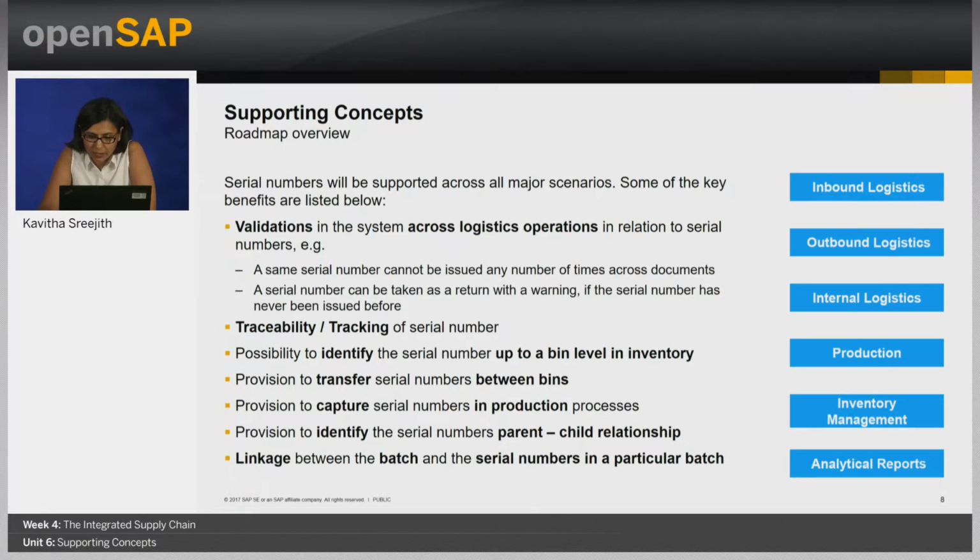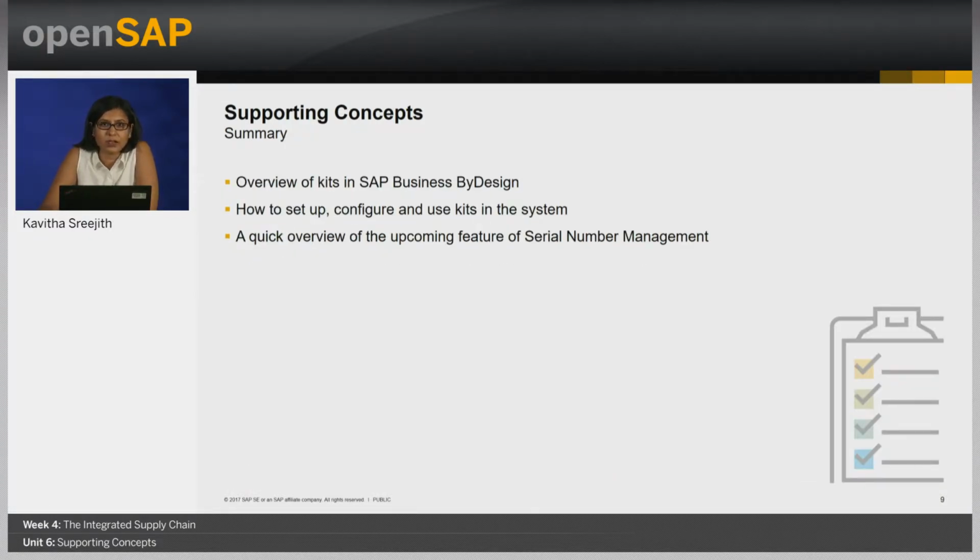Let's now take a quick look at the summary of what we looked at in this particular section. We had an overview of kits in SAP Business by Design. We saw how to set up, configure, and use the kits in the system. And we had a quick overview of the upcoming feature of serial number management. With that, we come to the end of week 4.